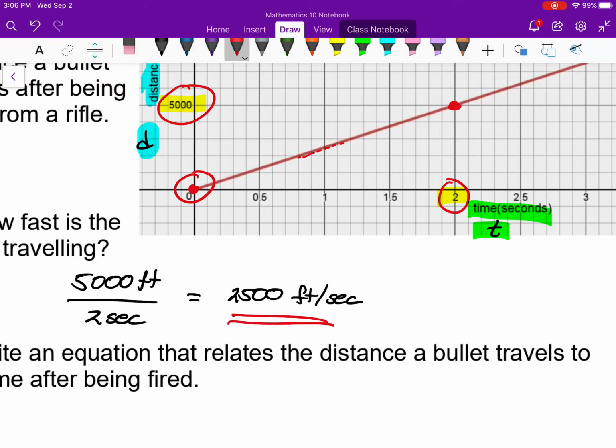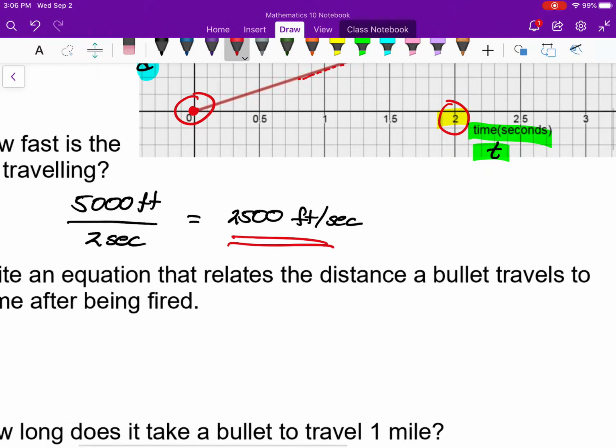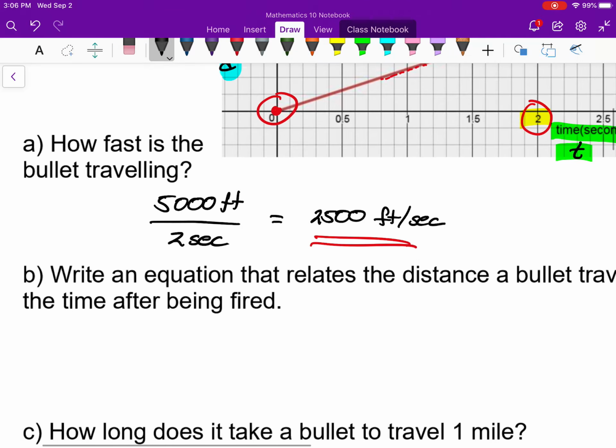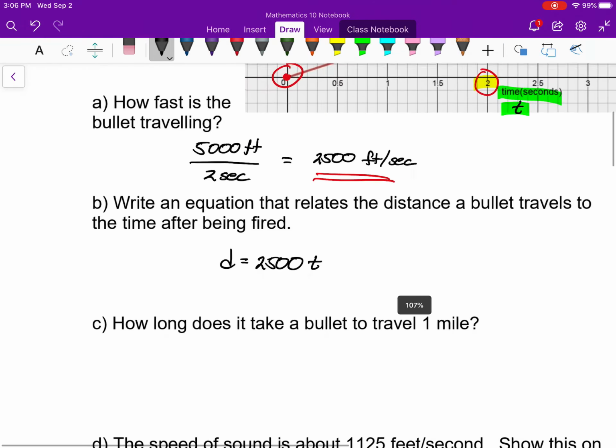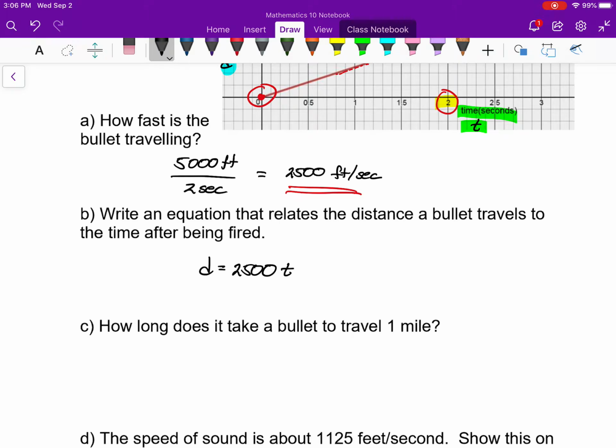This 2,500 feet per second tells me every second the bullet travels 2,500 feet. So if I know the number of seconds the bullet's been in the air, I know the distance because every single second it travels 2,500 feet. And so I can express that as an equation by saying distance, or just d, equals 2,500 times time. And I'll just highlight these.